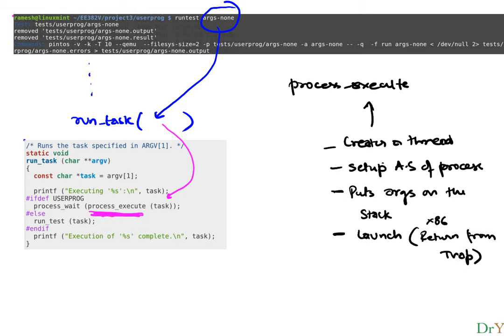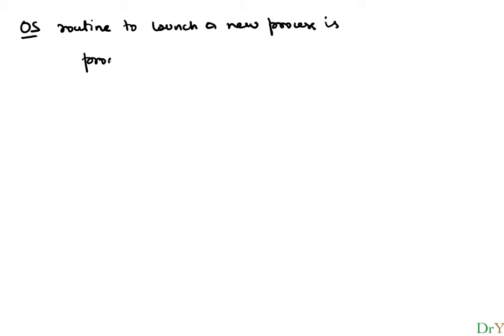So the return from trap will launch it. There's a little more detail of this which we'll get to in just a second, but suffice it to say that the OS launches, the OS routine to launch a new process is process execute.